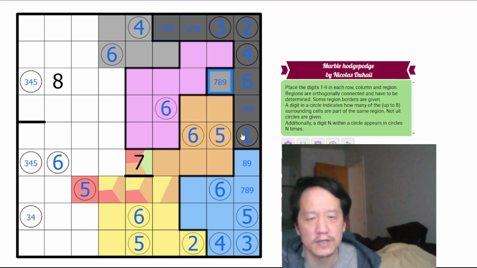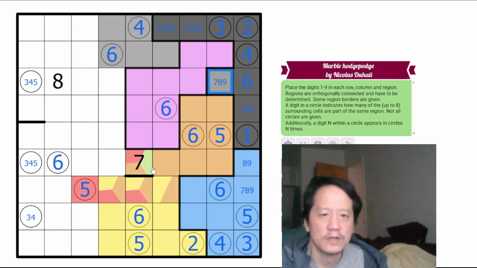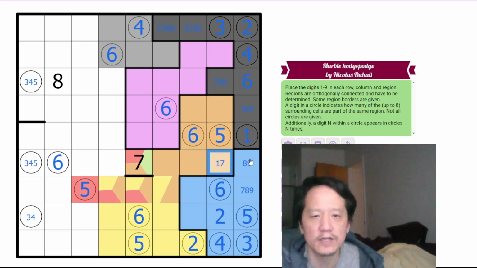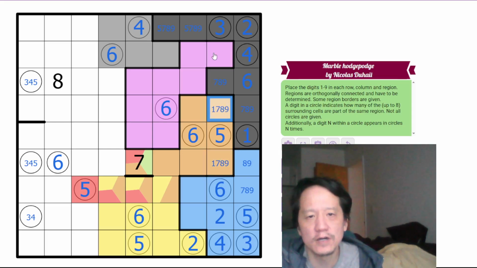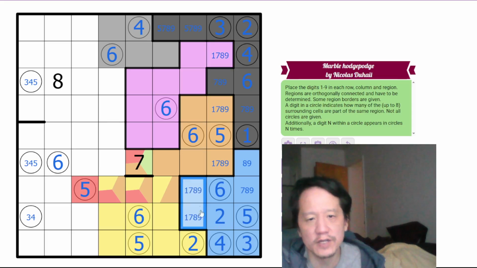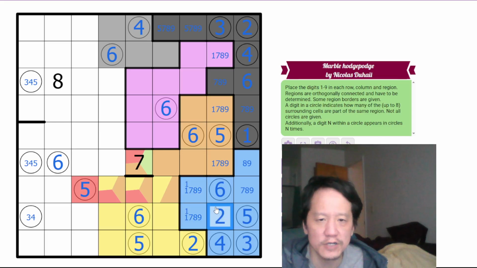This is 7, 8, and 9. In this region, we need a 1, a 2. 2 cannot be here in the blue region, so this must be 2, which leaves 1, 7, 8, and 9 in the rest of column 8. This has to be 1, 7, 8, 9, so one of these is a 1 here.